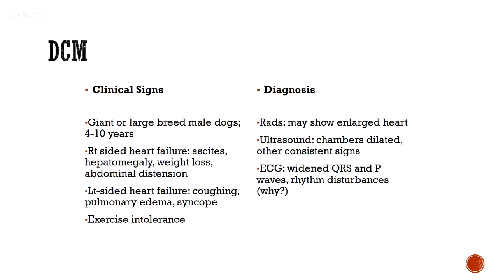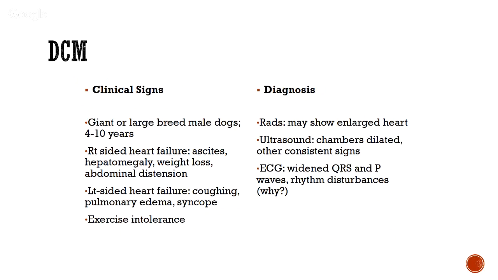X-rays may show an enlarged heart. Depends on how big it is and how good you are at picking up enlarged hearts. Ultrasound is the best way to diagnose any cardiovascular disease. The chambers will look dilated and there will be other consistent signs with the backup of the blood in the heart. An EKG is going to show a widened QRS and P wave with some rhythm disturbances.